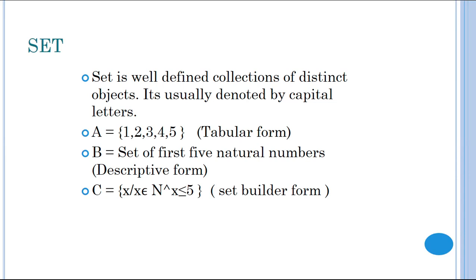B is a set of first 5 natural numbers. So this is a descriptive form. In this form, students, we will write the sets in words. In set builder form, we will write the elements in symbols and notations. C is equal to x such that x is a member of natural numbers and x is less than or equal to 5. So this is a set builder form.